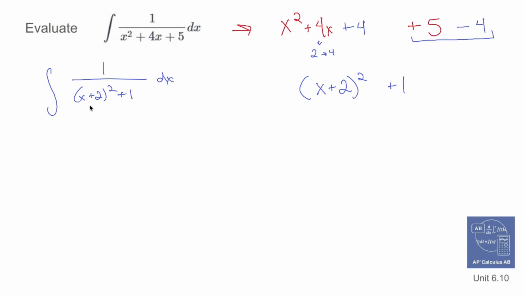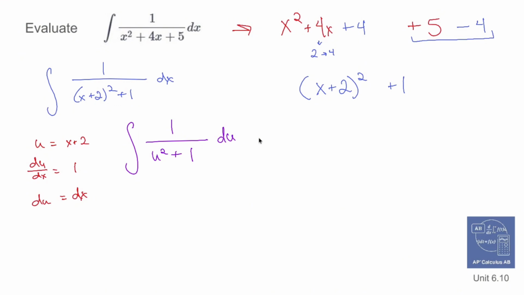And I could do u substitution and make it look like the inverse tangent stuff. So I'm going to let u equal x plus 2, which means du dx is going to equal 1, and du is going to equal dx. So now when I put this all together, I'll have the integral of 1 over u squared plus 1 du.